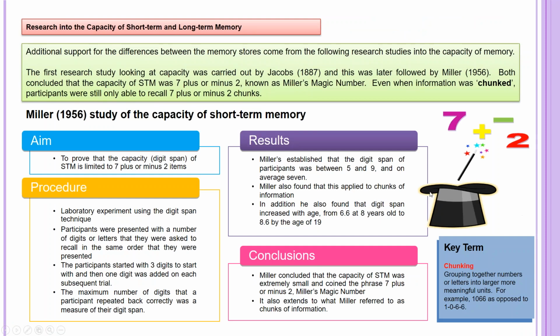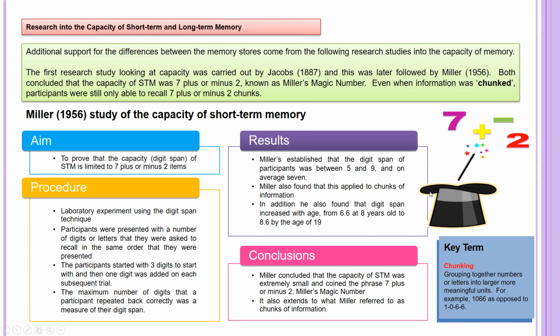Okay, moving on. Research into the capacity of short-term memory and long-term memory. Additional support for the difference between the memory stores comes from the following research studies into the capacity of memory. The first research study looking at the capacity was carried out by Jacobs in 1887, and this was later followed by Miller in 1956. Both concluded that the capacity of short-term memory was 7 plus or minus 2, known as Miller's magic number. Even when information was chunked, participants were still only able to recall 7 plus or minus 2 chunks. So, Miller's 1956 study into the capacity of short-term memory.